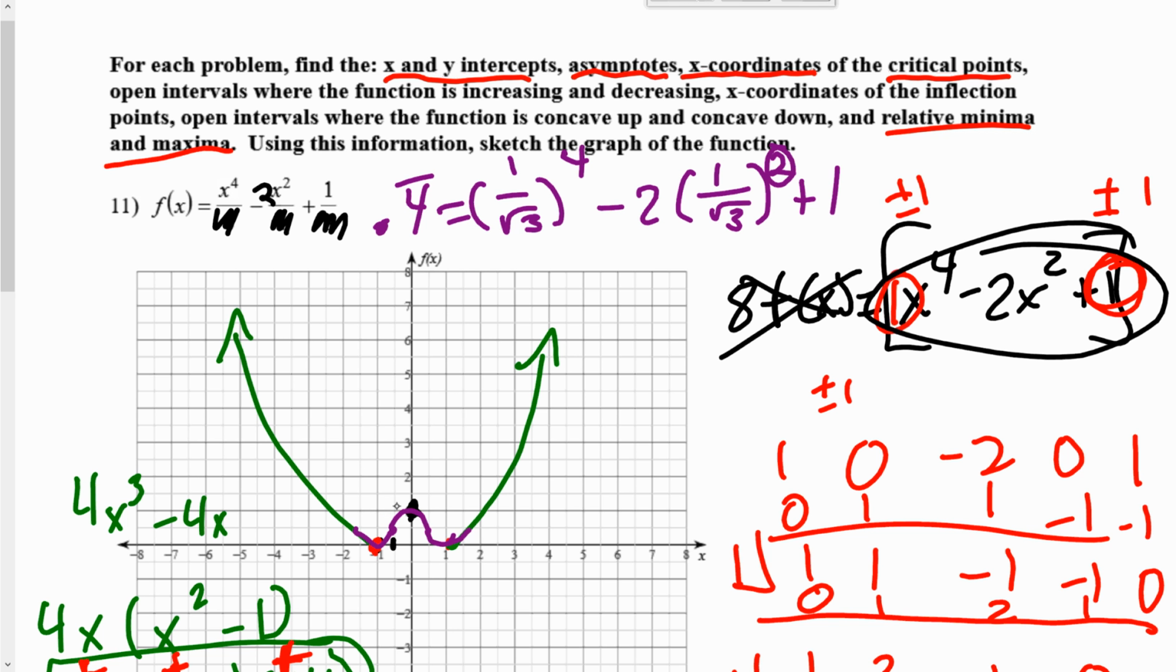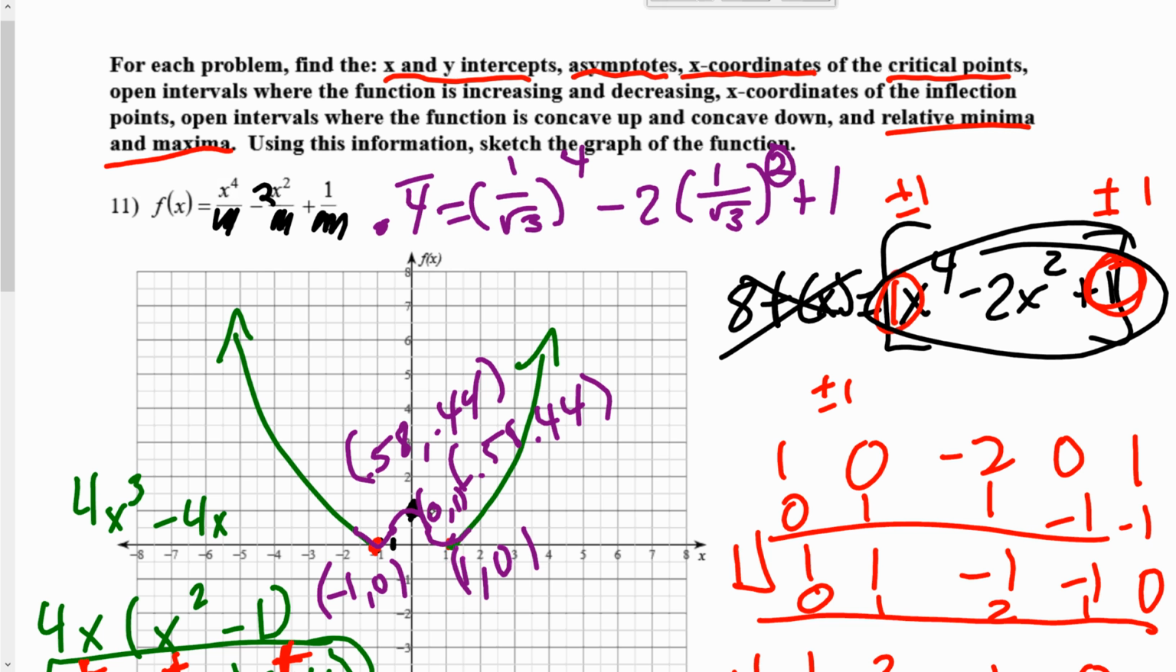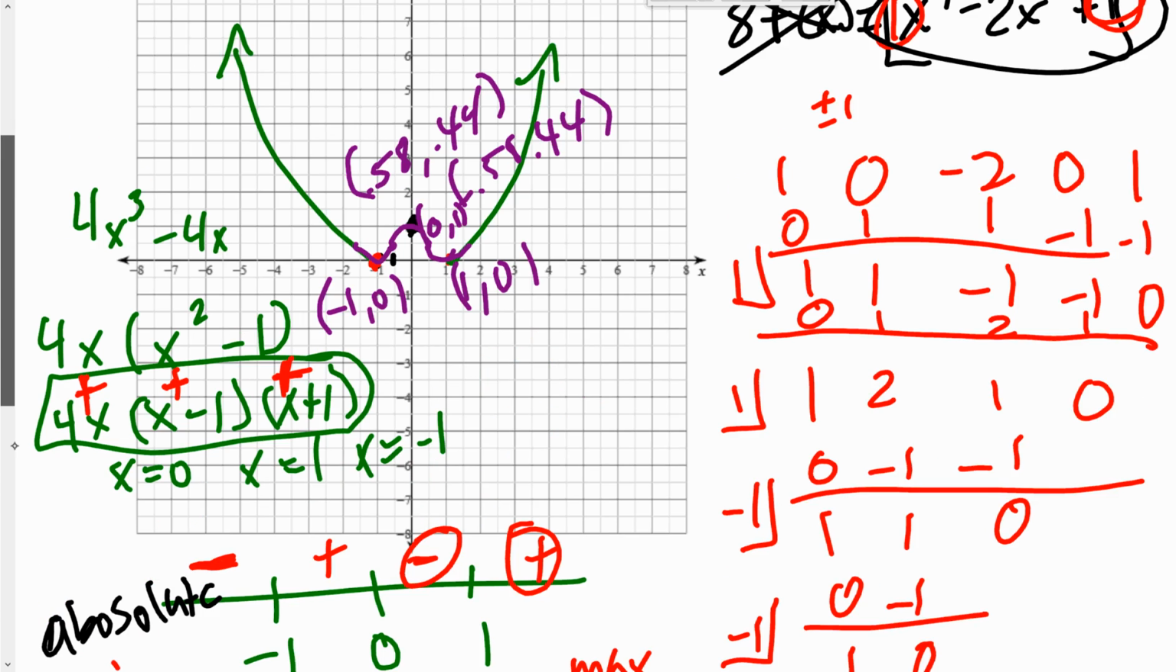So label those inflection points, 0.58, 0.44, and then negative 0.58, 0.44. These x-intercepts 1, 0, negative 1, 0, and this y-intercept would be 0, 1. So there I have all my points labeled. I know where I'm concave up and concave down. I have that down at the bottom here.